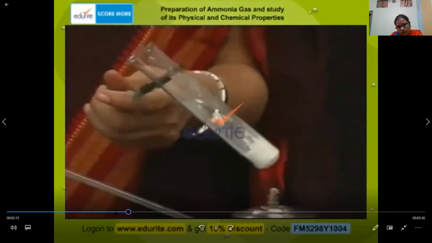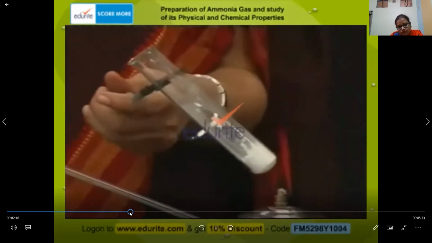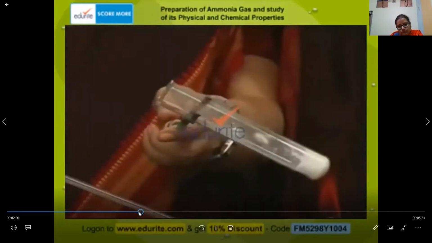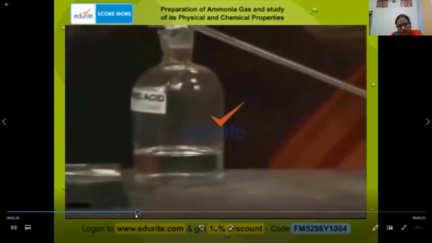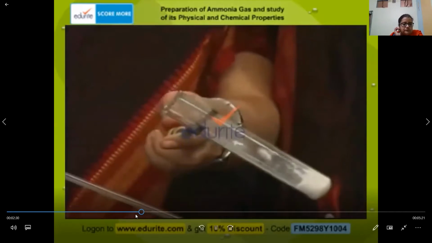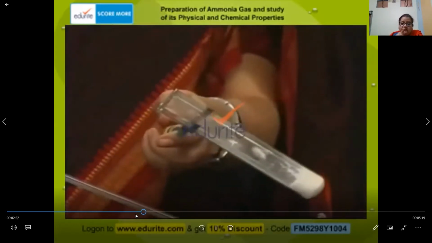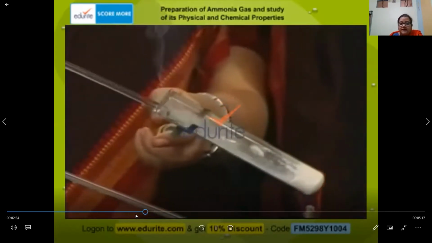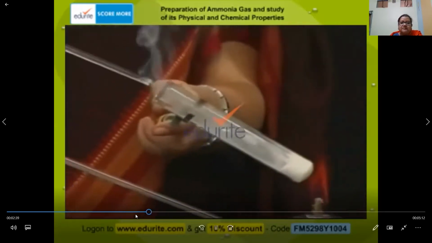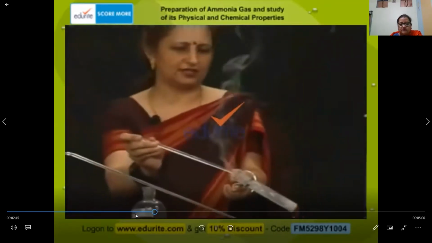I can smell strong ammonia. To test the evolution of ammonia, I can take a glass rod dipped in concentrated hydrochloric acid. That is the test for ammonia. Let me hold it near the mouth of the test tube. You can observe dense white fumes. Ammonia has combined with hydrochloric acid to form ammonium chloride.